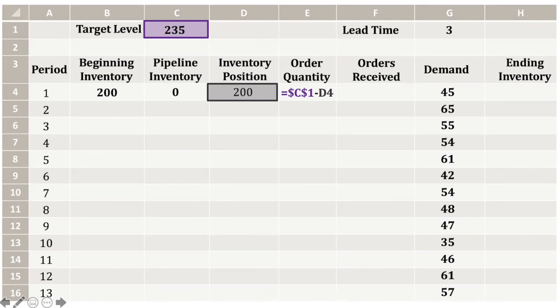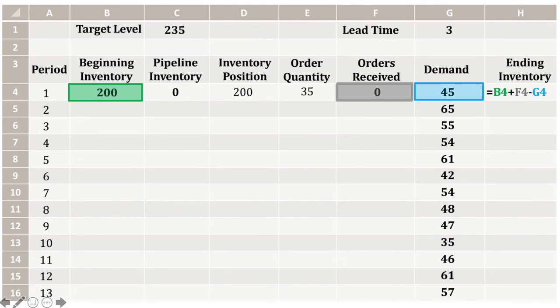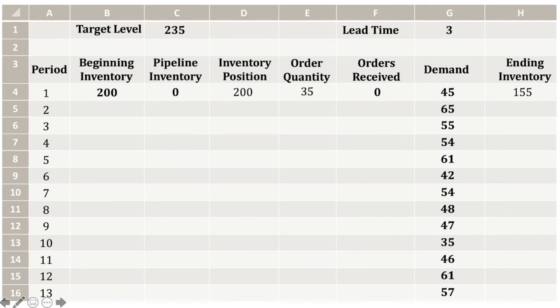When using Excel, be aware that the target inventory level is a fixed value. Thus, the $ sign needs to be added in the formula. The orders received is the order quantity that has been placed X periods ago and arrives in the current period. In our example, the lead time is 3 periods, so our first order that we place in period 1 will arrive in period 4. The inventory that remains at the end of the period consists of the sum of the beginning inventory and the orders received minus the actual demand of that period. In our example, we are left with 155.